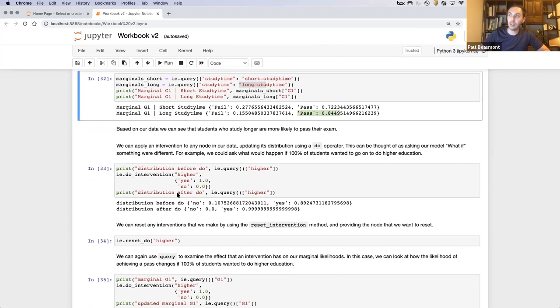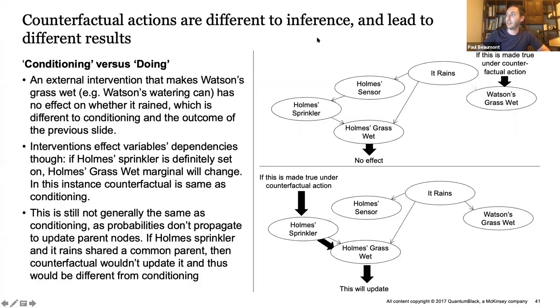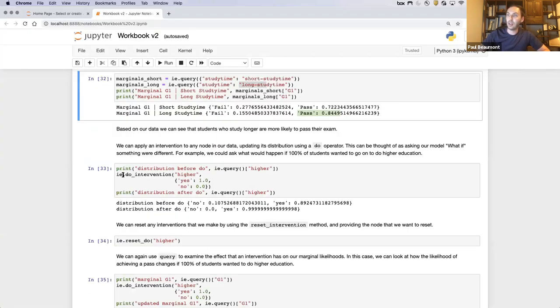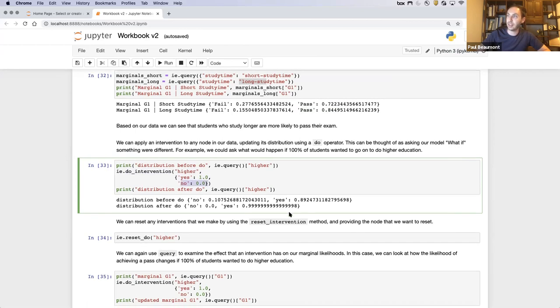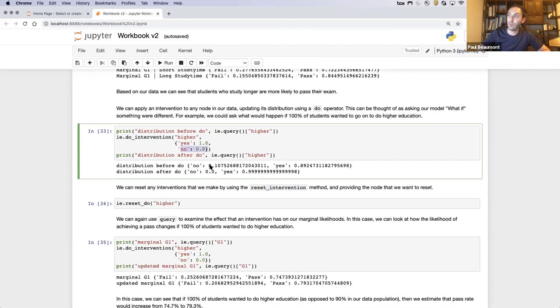And then we have the intervention one as well. So this is the case where we actually do something. The way that we do this is, again, quite simple. We say do intervention, and then we say, okay, what I want to intervene on is the node higher, and I want to set it to yes, one, and no, zero. So change all of the probability to one and all of the probability here to zero. And again, we will update the probability.